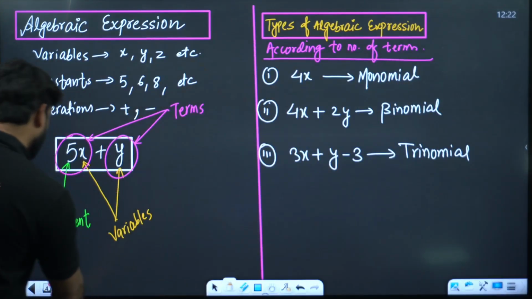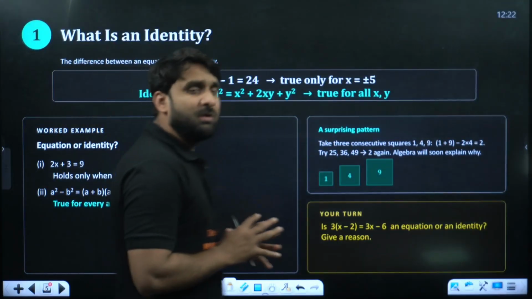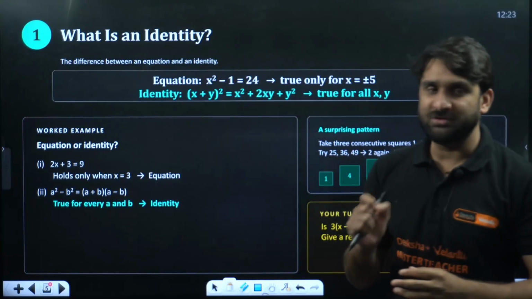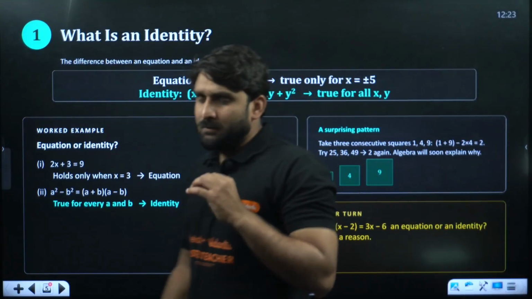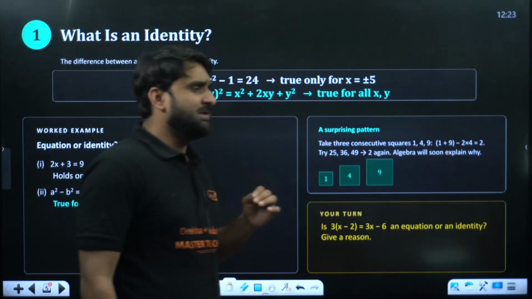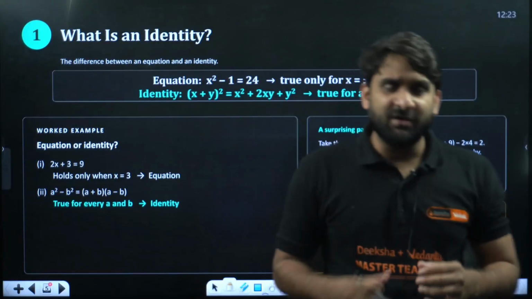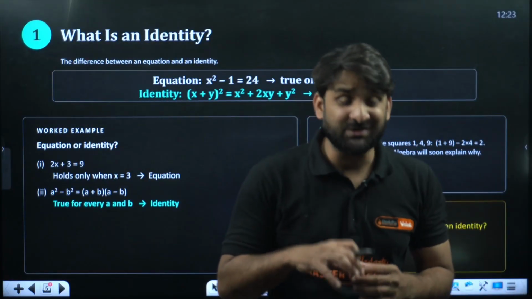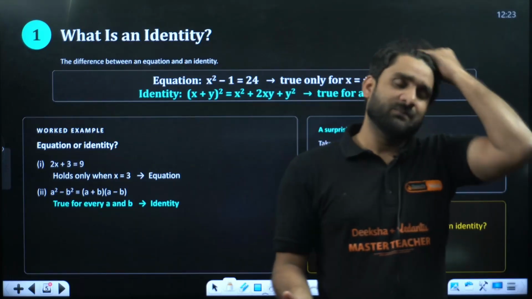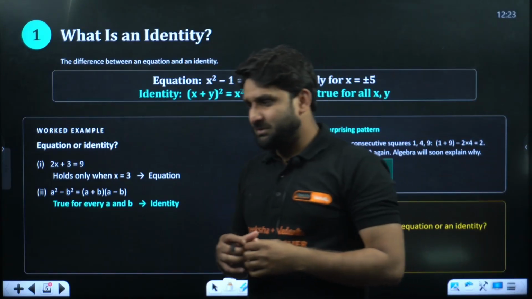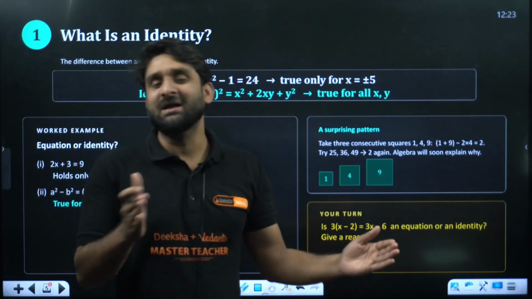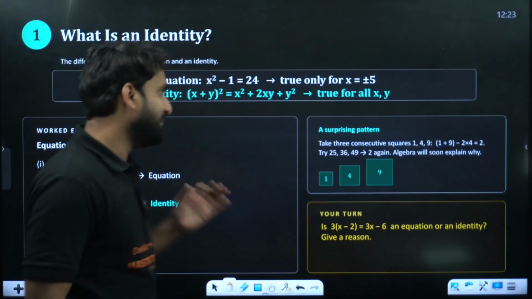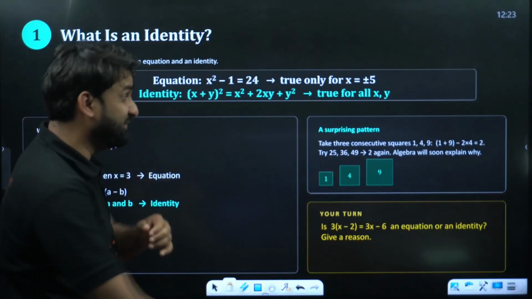Moving ahead. Okay. Now let's talk about a very important concept, equation and identity. I have already seen a lot of students having confusion regarding equation and identity. They are not able to understand the basic difference between equation and identity. So let me show you, my dear champion. Please focus on the board. This is very important.